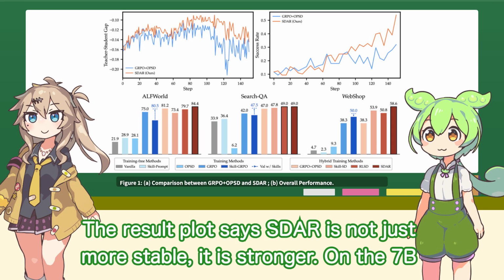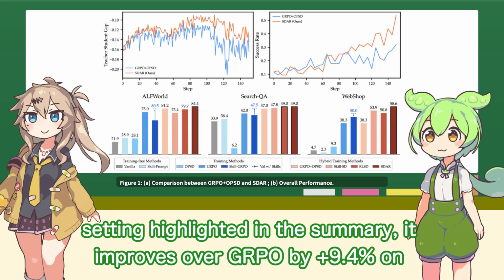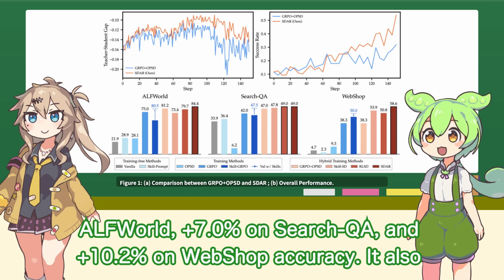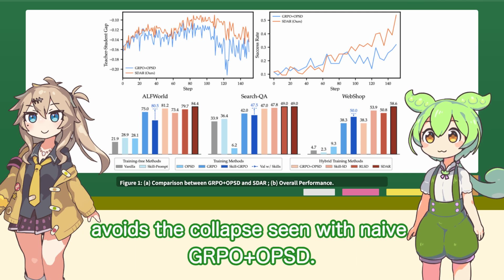The result plot says SDAR is not just more stable, it is stronger. On the 7 billion setting highlighted in the summary, it improves over GRPO by 9.4% on ALFWorld, 7.0% on Search QA, and 10.2% on Webshop accuracy. It also avoids the collapse seen with naive GRPO plus OPSD.